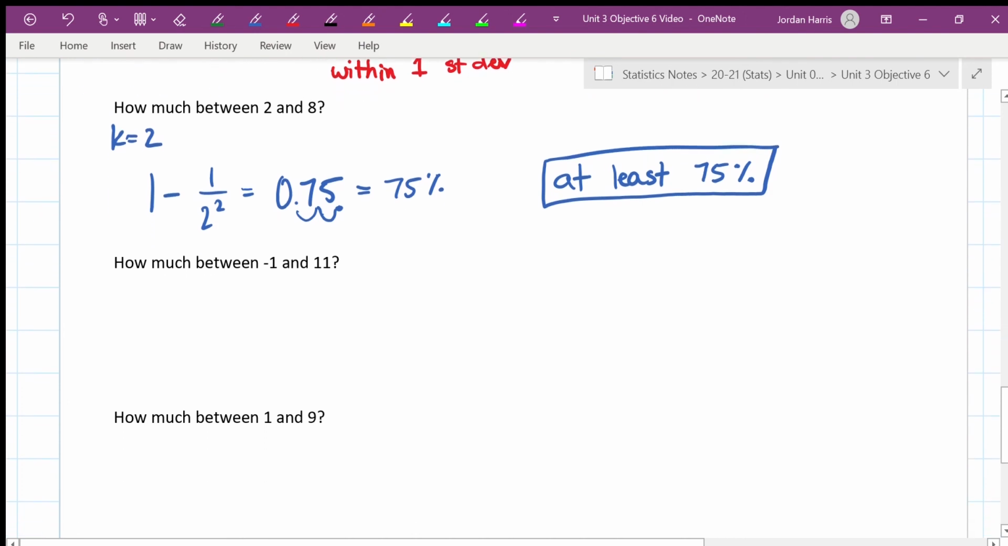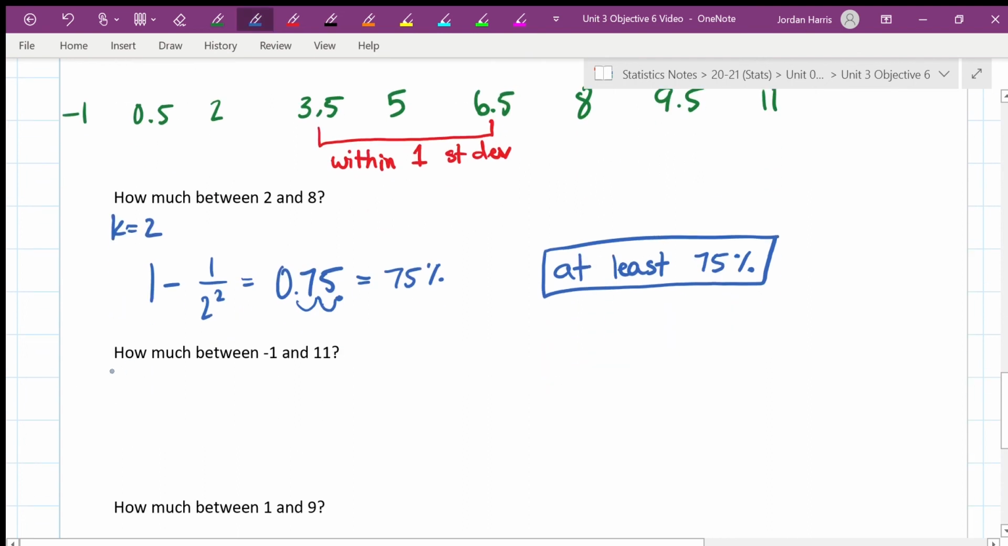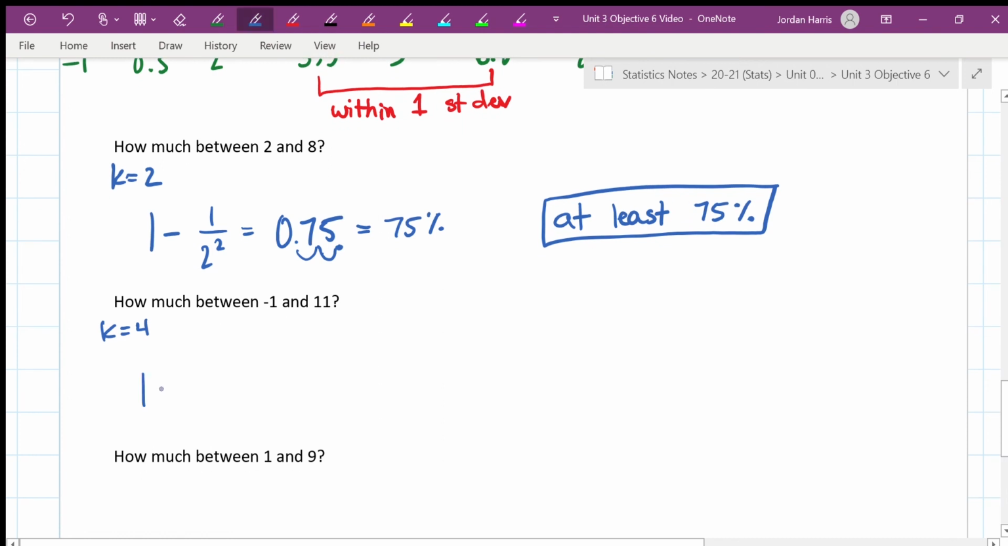How much between -1 and 11? So 1, 2, 3, 4. 1, 2, 3, 4. 4 is how many standard deviations away both of those are. So k equals 4. 1 minus 1 over 4 squared, which is 0.938 about. So move the decimal twice: 93.8%.